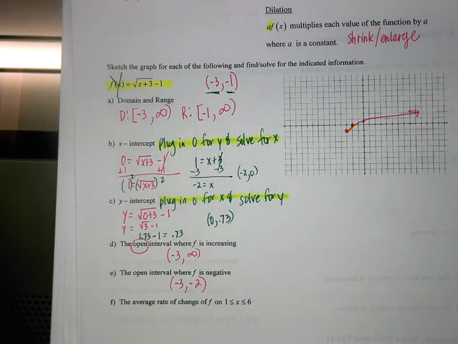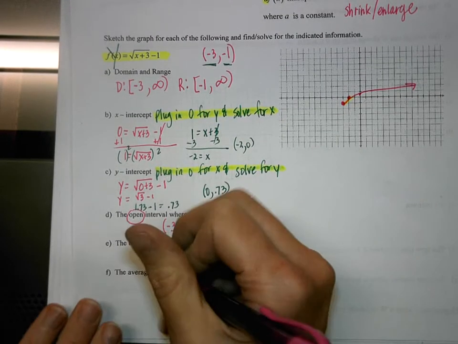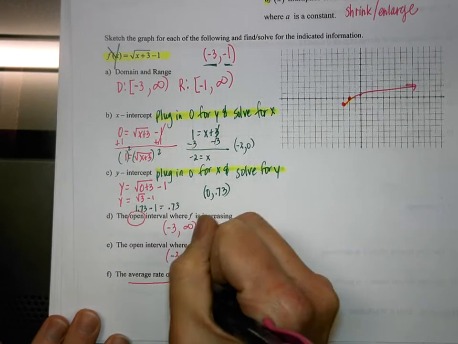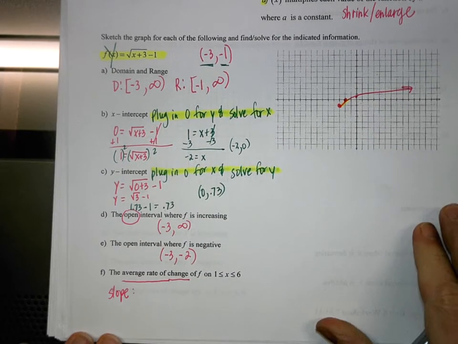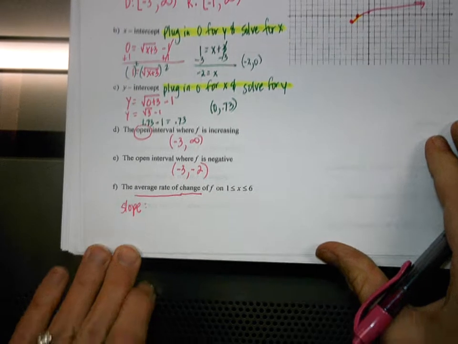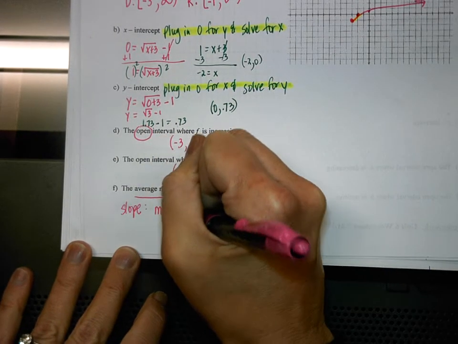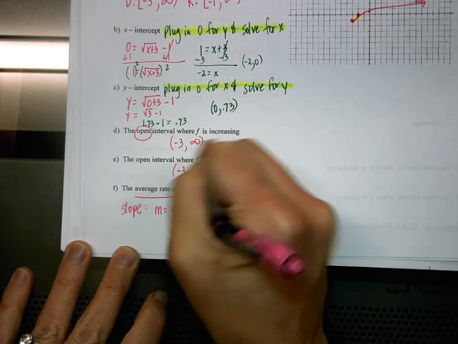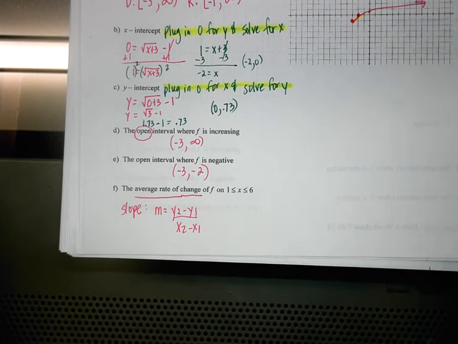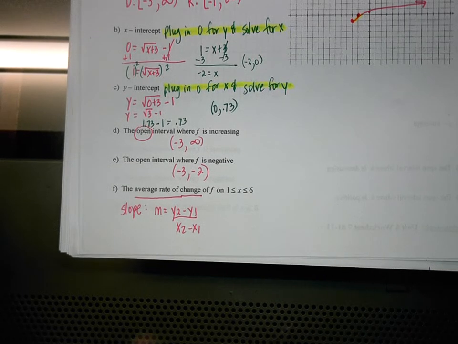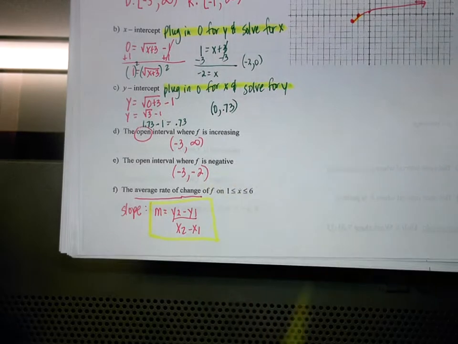Okay, the last thing that they're asking for on here is the average rate of change. The average rate of change is talking about the slope, okay? And you find your slope or your average rate of change using your formula, m equals y2 minus y1 over x2 minus x1. So in order to find the average rate of change, you need 2 ordered pairs in order to use this formula that we have right here.